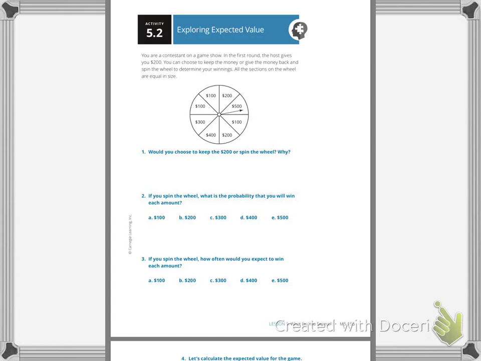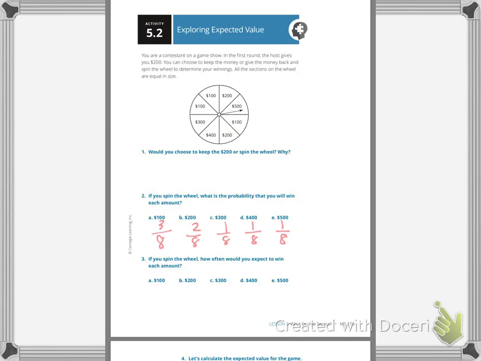So how many hundreds are there? 1, 2, 3 out of how many lines? So that's 3 out of 1, 2, 3, 4, 5, 6, 7, 8. So 3 out of 8. So all these guys are going to be 8s. Okay, how many 200s? 1, 2. How many 300s? 1. 400s is 1. And 500s is 1.